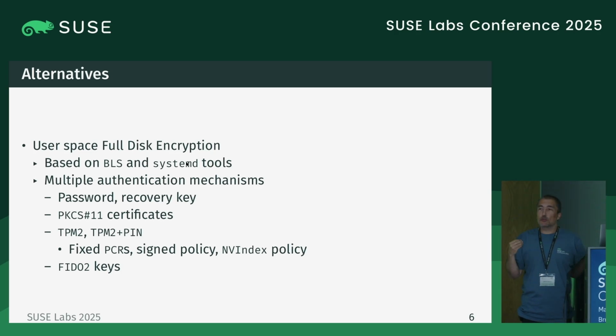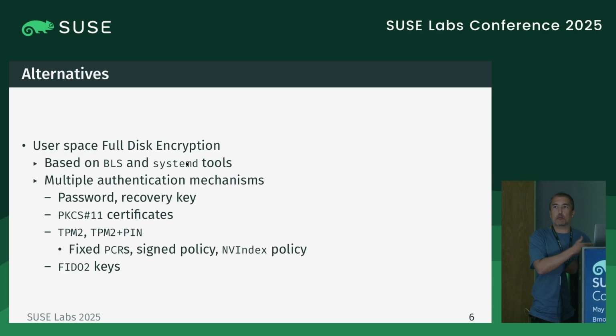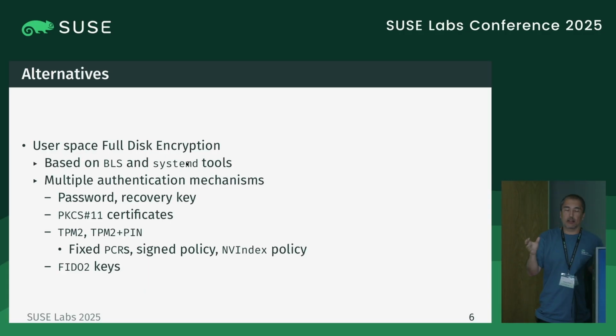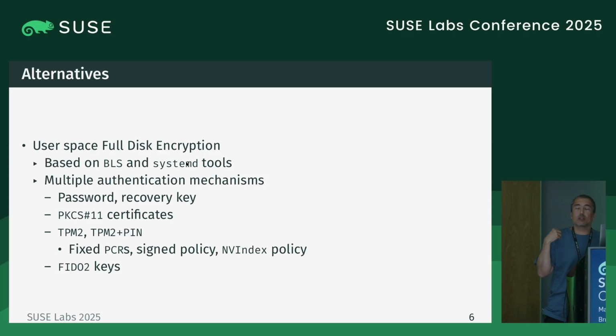Because we are using user space tools, we have the full network stack at our disposal, better memory management, no limitation about resources. I mean, besides the obvious one, we are not talking about implementing that in the GRUB bootloader, but in user space. So that means that by default, we are going to have more authentication options.